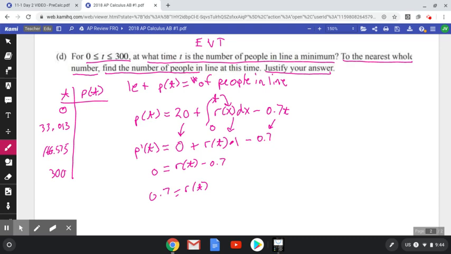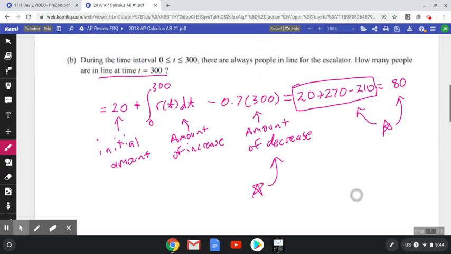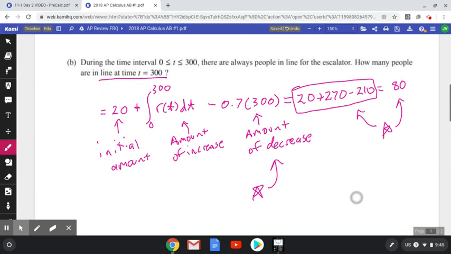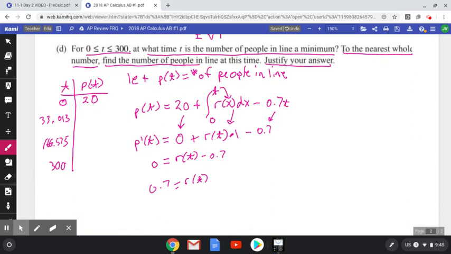So our justification is going to be looking at these p of t values, and then our answer we're going to find pretty quickly here. So at time 0, the prompt says there's 20 people there, and we're good there. And for 300, we can go back to a previous part, part B, and we find at 300 the amount of people in line is 80. So we don't have to redo that work. We've already done that in this problem.